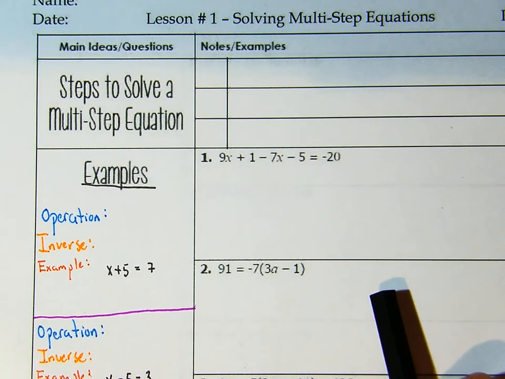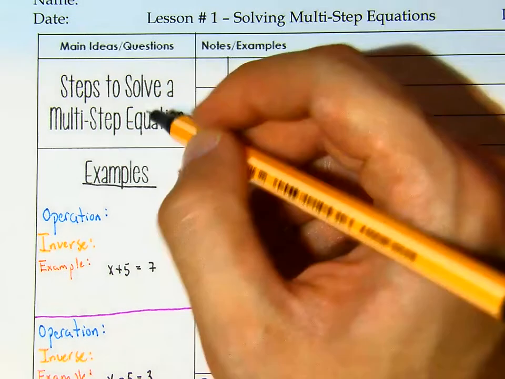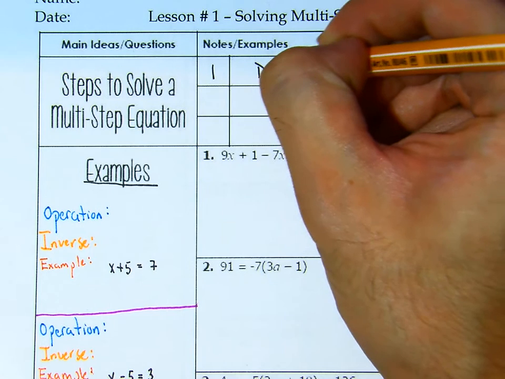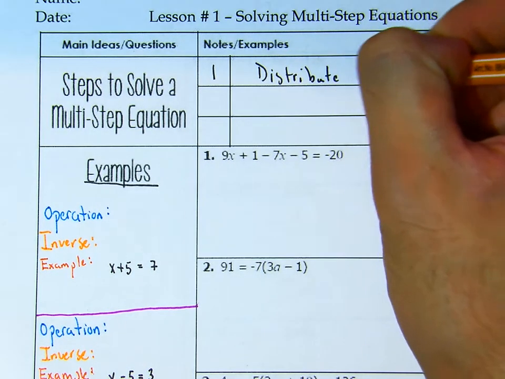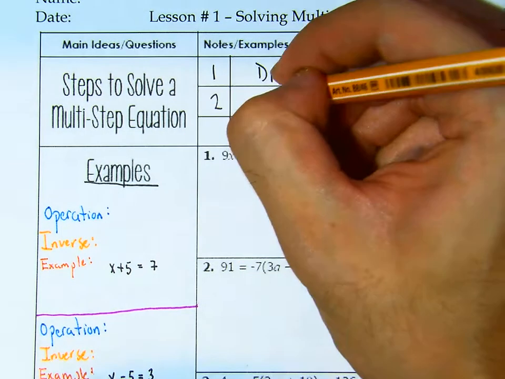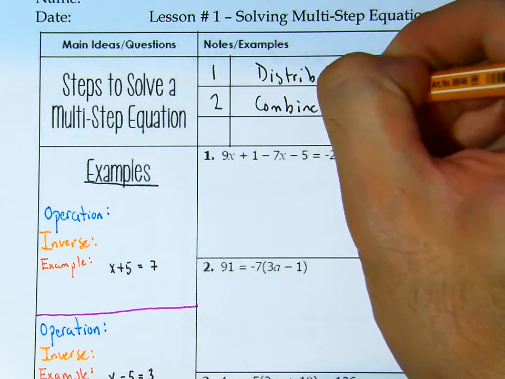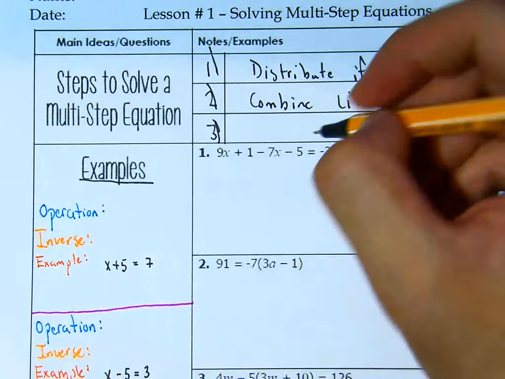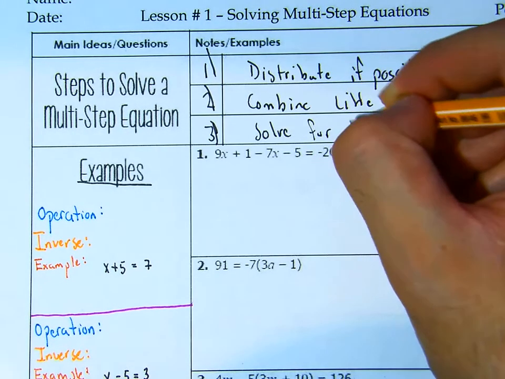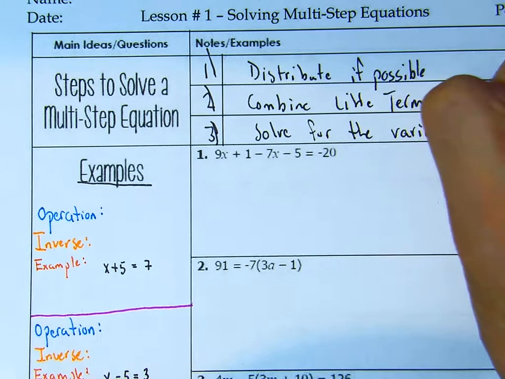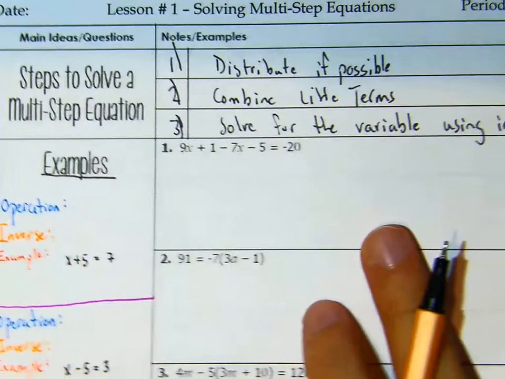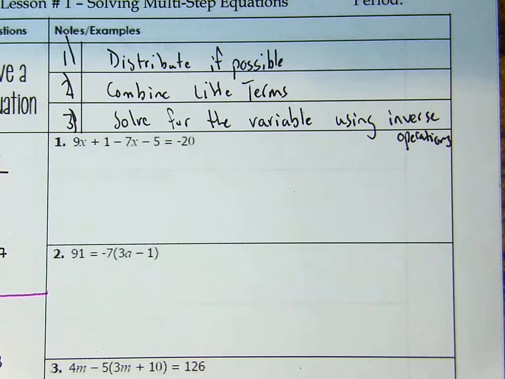But if you feel like you just want to try and solve some of these problems, let's do it. What would be the first thing we do when we're trying to solve these types of equations? One, distribute, if possible. Two, combine like terms. And three, solve for the variable using inverse operations. I should have had that over here: solve for the variable using inverse operations.